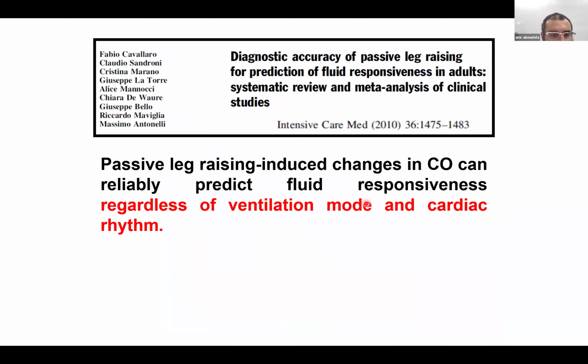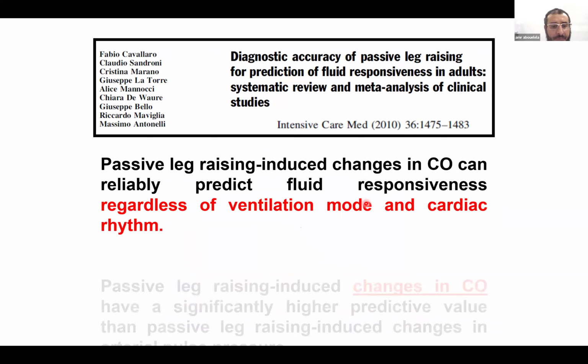The main advantage is that the passive leg raising test can be used regardless of ventilation. It can be used on mechanical ventilation, in a patient spontaneously breathing, regardless of the tidal volume. And also, if the patient has arrhythmia, you still have no problem using the passive leg raising test. So it's a very simple, bedside, easy test.